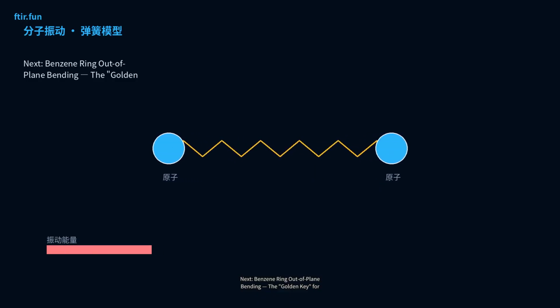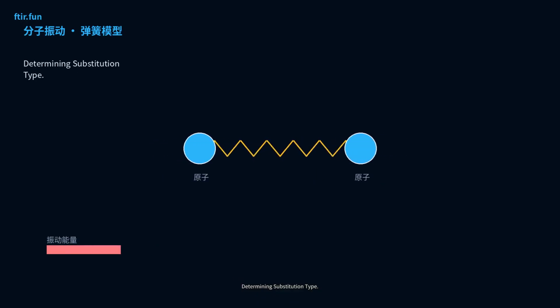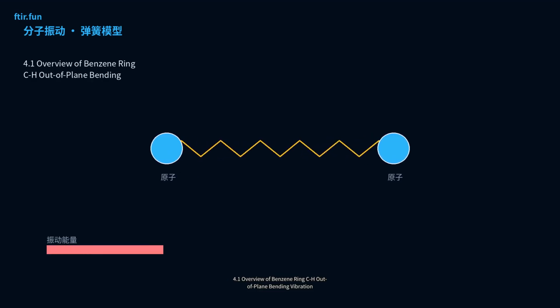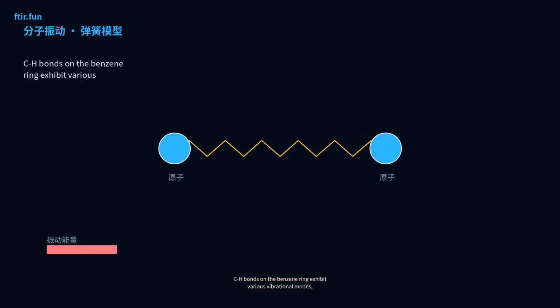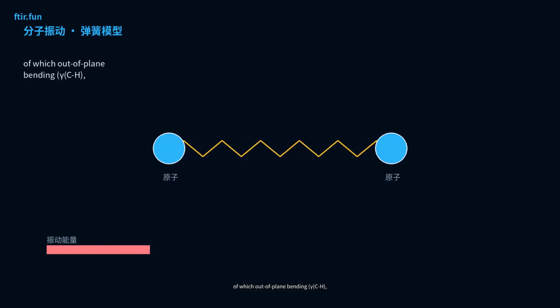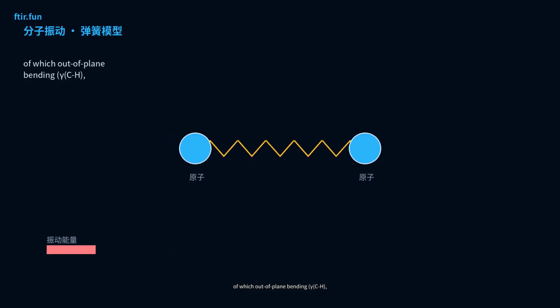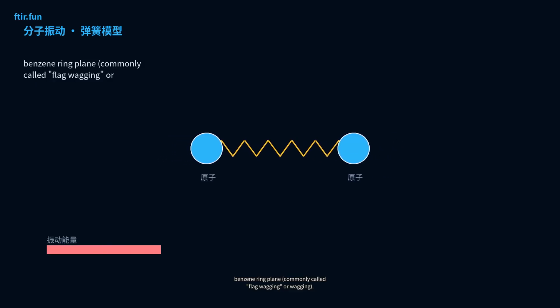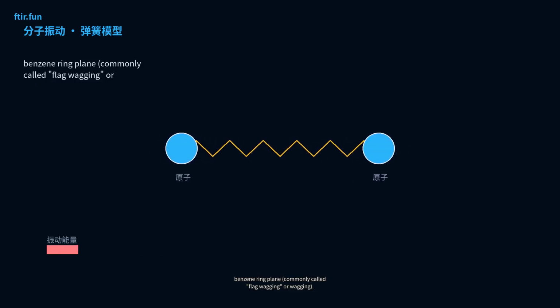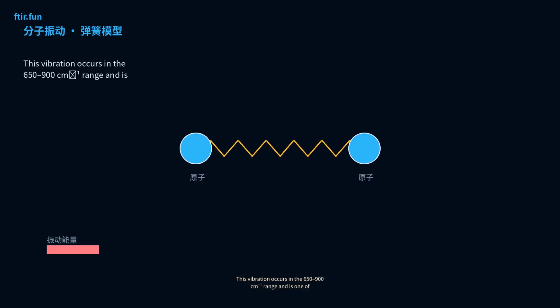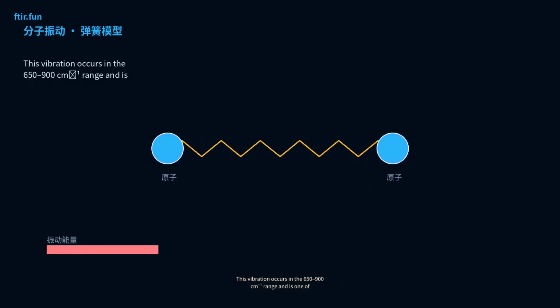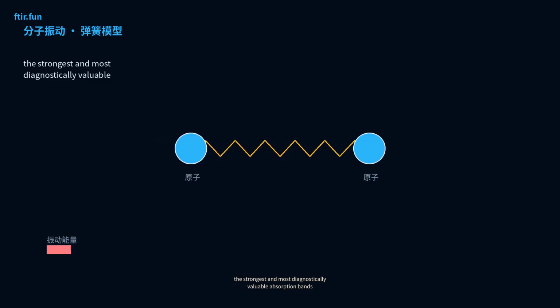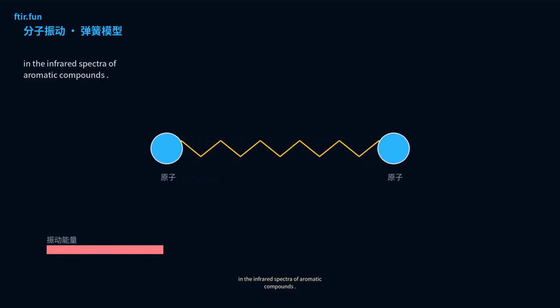Next, benzene ring out-of-plane bending, the golden key for determining substitution type. Overview of benzene ring C-H out-of-plane bending vibration. Bonds on the benzene ring exhibit various vibrational modes, of which out-of-plane bending, gamma OOP, involves the hydrogen atoms swinging perpendicular to the benzene ring plane, commonly called flag wagging or wagging. This vibration occurs in the 650 to 900 centimeters range and is one of the strongest and most diagnostically valuable absorption bands in the infrared spectra of aromatic compounds.